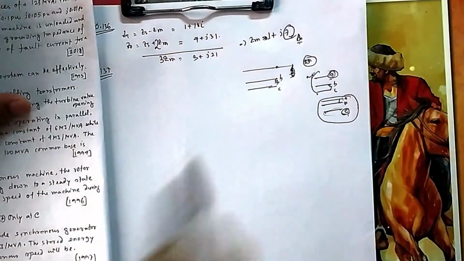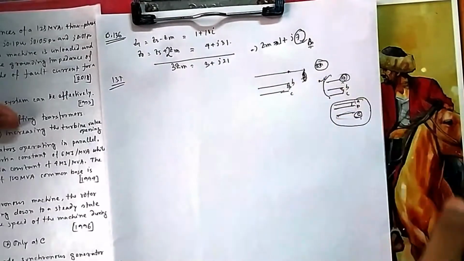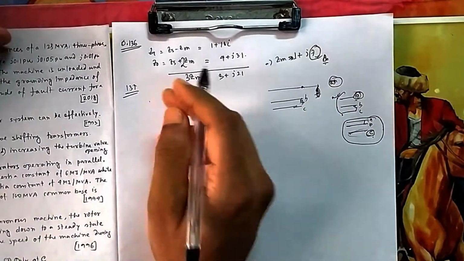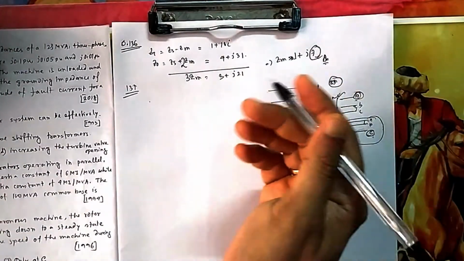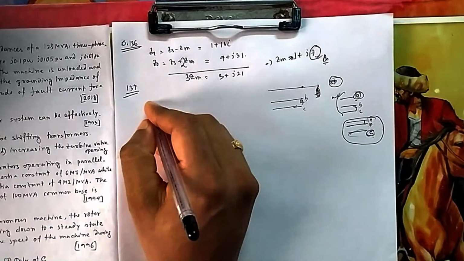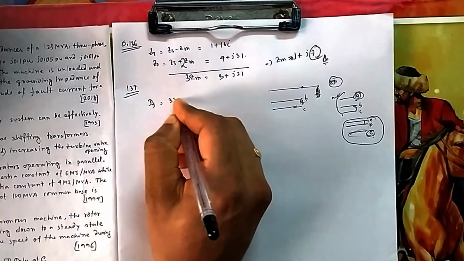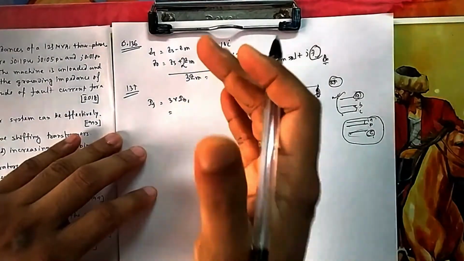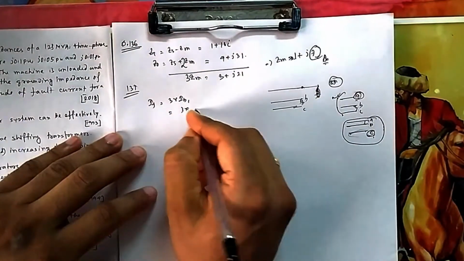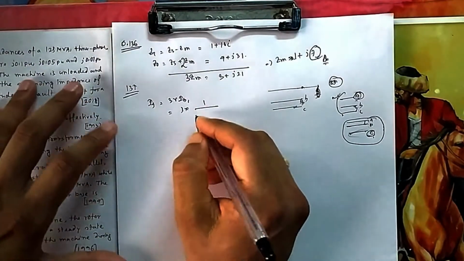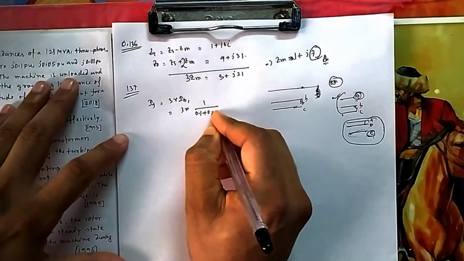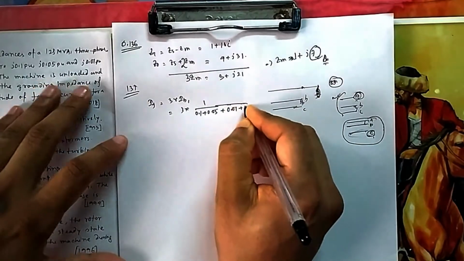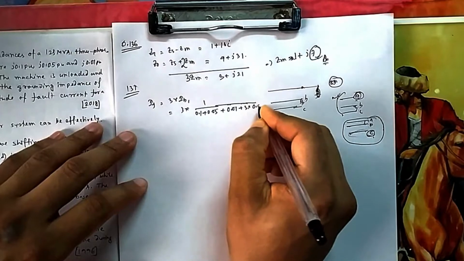But in LG there is no problem, because for the line on which the fault occurs, we write the sequence for that line only. So you write the sequence for IB only. So your IB1, IB2, IB0 will all be equal. So your IF will be equal to 3 into IB1, that is IB is equal to IB0 plus IB1 plus IB2. That is 3 into 1 by all these impedances: positive, negative, and zero sequence, and then 3 into the grounding impedance 0.01.